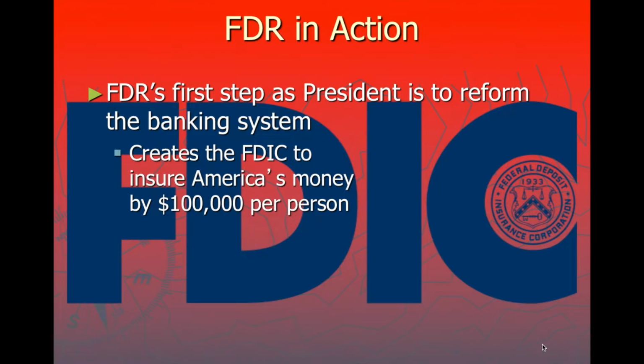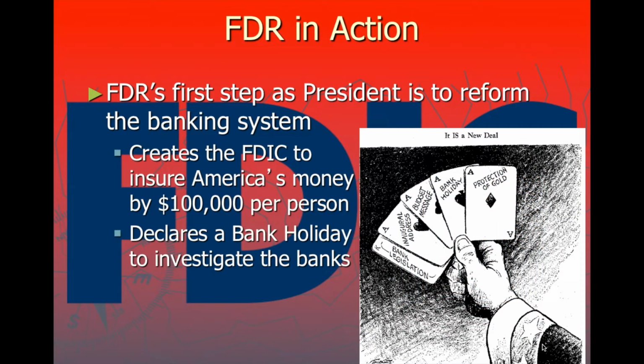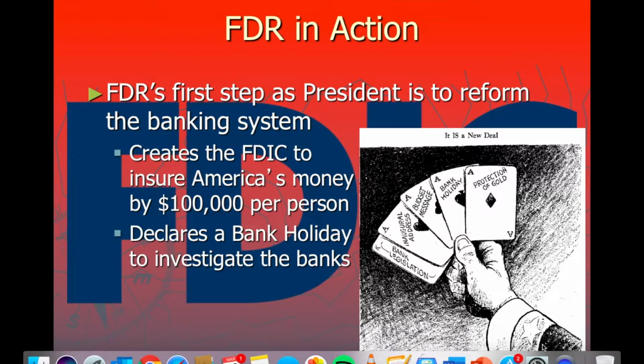But the purpose of him doing that is to build confidence in the banking system, because when the stock market had crashed, banks were not able to give their money back to the people as quickly as they had requested it. He also starts to investigate the banks to make sure that the banks are worth insuring, to make sure there's no inappropriate conduct and that regulations are being followed, and to make sure that he has a firm handle on the banking system.